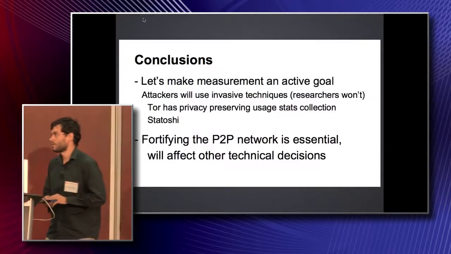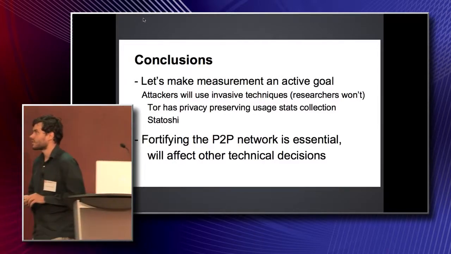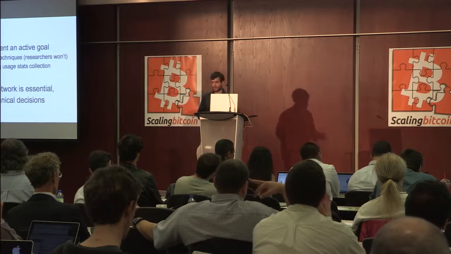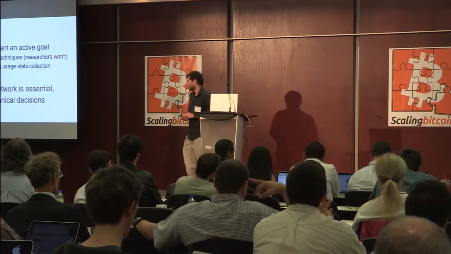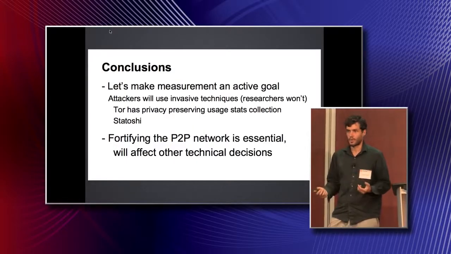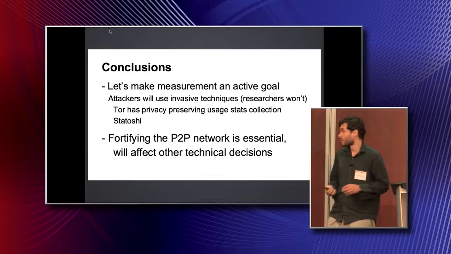Okay, so the conclusion that I want to make is that I would like to see measurement be a deliberate goal of Bitcoin design. Right? So attackers are going to use more invasive techniques than researchers are going to dare to. There are some other precedents for this, like Tor has a nice usage statistics collection that is privacy preserving, but it allows them to collect information about the geolocation of nodes and users. There's also a cool project, Satoshi, which collects a whole lot of information and records it about the status of your node and its data structures. So it'd be interesting to try to make privacy preserving versions of this that still allow us to get insight into how the network topology is going.